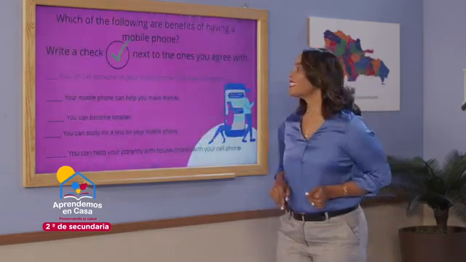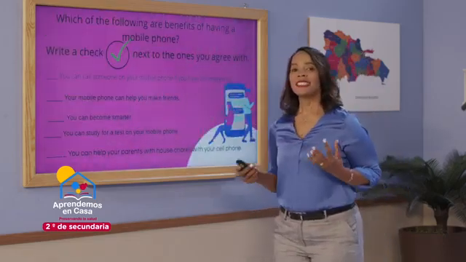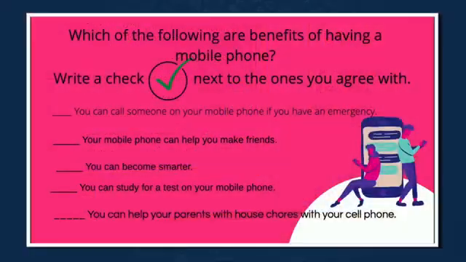Look at these statements. Mira estas declaraciones. Which of the following are benefits of having a mobile phone? ¿Cuáles de estas son un beneficio para ti de tener un teléfono móvil? Let's read the sentence. I want you to write a check to the ones that you agree on. Quiero que le pongas un cotejo a las ideas con las que estés de acuerdo.